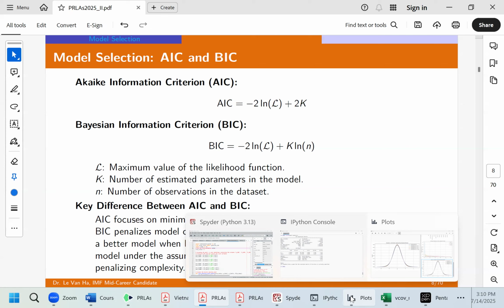And so if we have two competing models, and one has a smaller AIC, then we would prefer the one which has the smaller AIC, right? Just similar for the BIC. So I put the difference between the two for your answer.